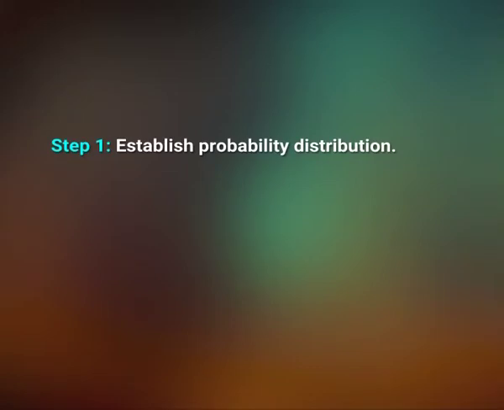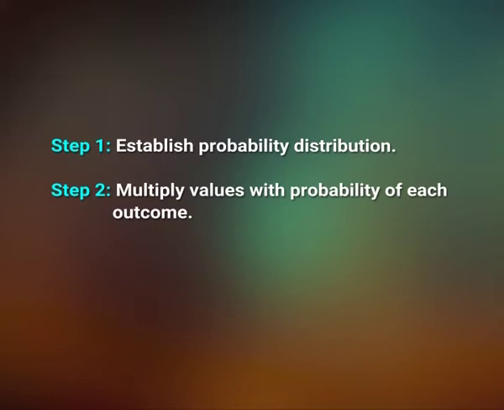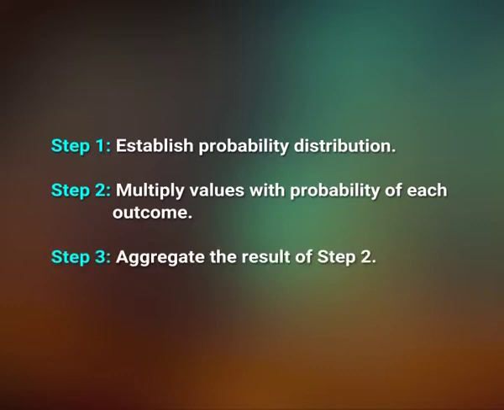Probability distribution can be used to compute expected values. For this purpose, the following procedure is adopted. Step 1, establish the probability distribution. Step 2, multiply values with the probability of each outcome. Step 3, aggregate the results of step 2.